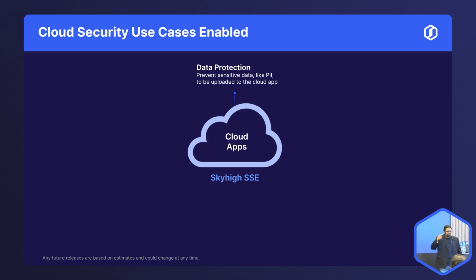That means whether it's a sanctioned corporate app like Office 365, whether it's a shadow app like Gmail, or a private app for that matter, like Jira. Right? You want to be able to consistently apply data protection policies. That is the first one.